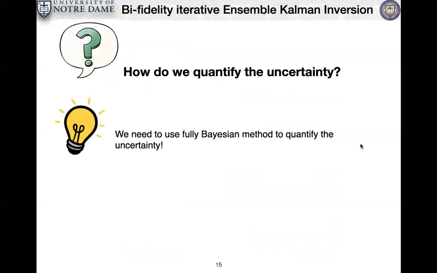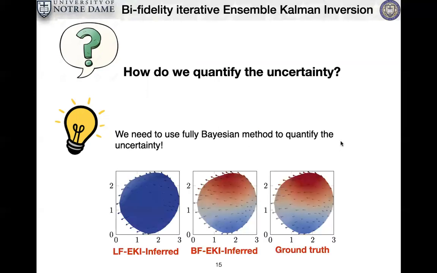So the mean we obtained from the EKI method is very accurate, but we cannot trust the uncertainty given by the Kalman update, because in order to accurately quantify the uncertainty, the golden rule is always adopting a fully Bayesian method. However, in this fully Bayesian method, the computation cost can be even more expensive, because you have to give a lot of tries to the forward model.